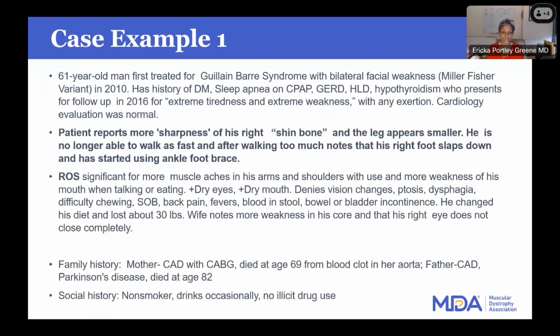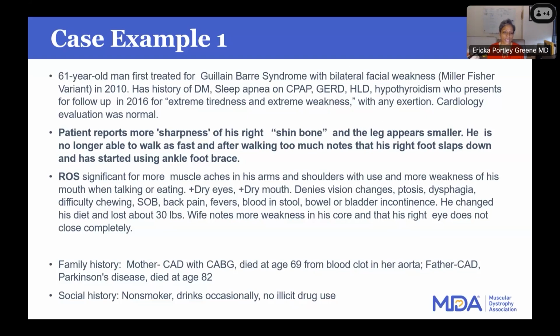So this is a 61-year-old man who was first encountered in the hospital with acute inflammatory demyelinating polyneuropathy, or Guillain-Barré. And he had the variation called Miller-Fisher, which is associated with facial weakness. He had impaired smile, he couldn't drink well, he was drooling, and that was in 2010. He recovered from that and continued to follow up for Guillain-Barré recovery. He also had a history of diabetes, obstructive sleep apnea on CPAP, reflux, hyperlipidemia, and thyroidism.